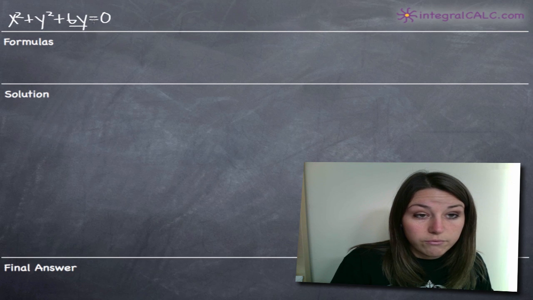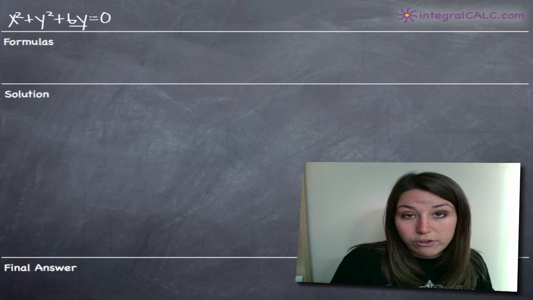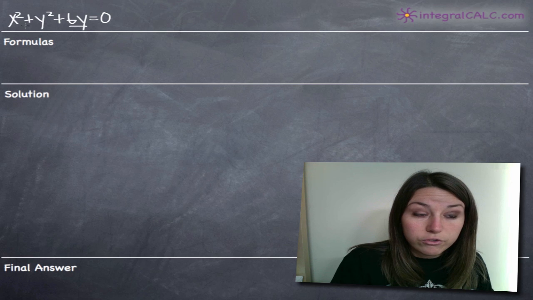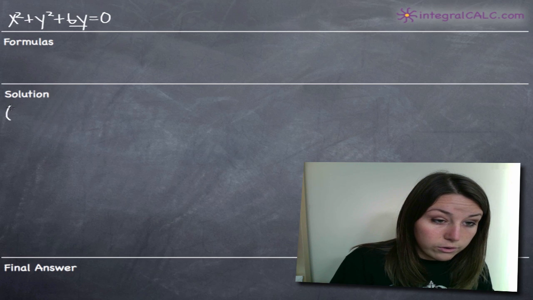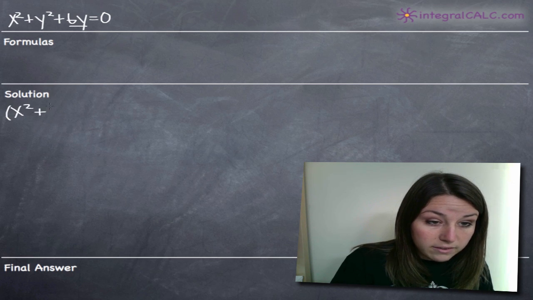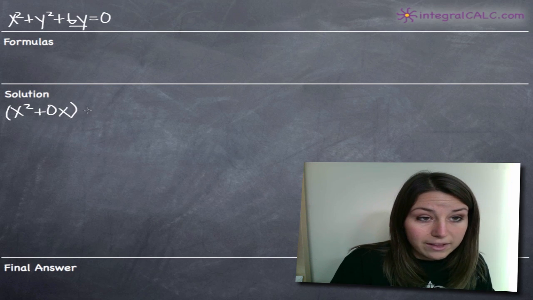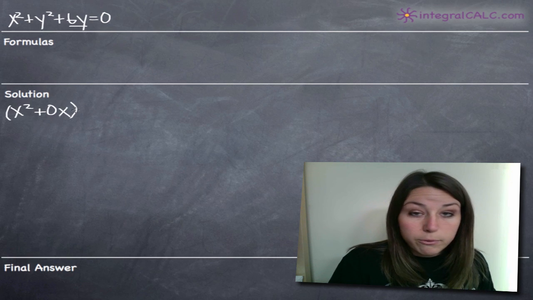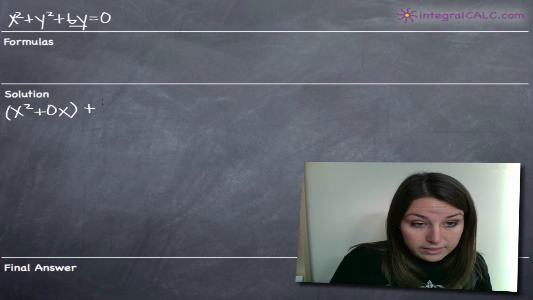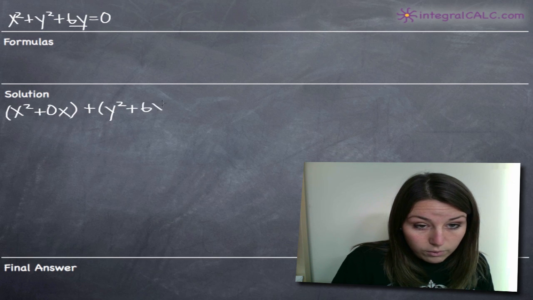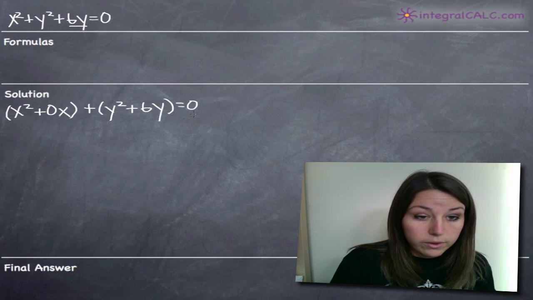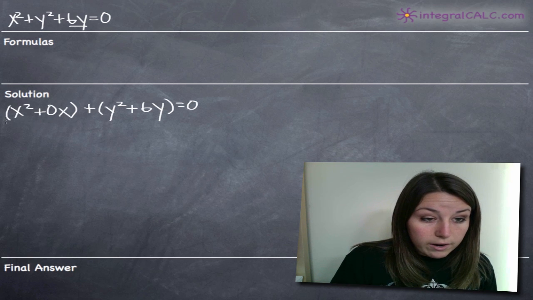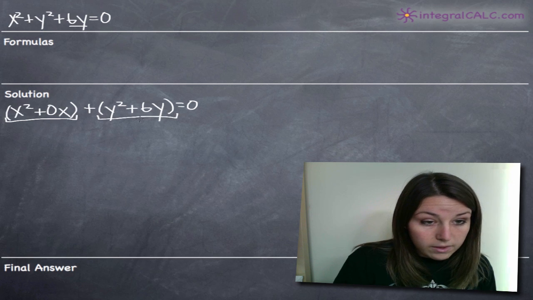We need a squared term for both x and y, but we also need a first degree term. This here is a first degree term of y because y is raised to the first power. We're going to need a first degree term for x, so what we'll do is say x squared plus 0x. Adding 0x doesn't change the equation at all. We put parentheses around our x variables so that we can isolate them from the y variables, and then we'll say y squared plus 6y equals 0.